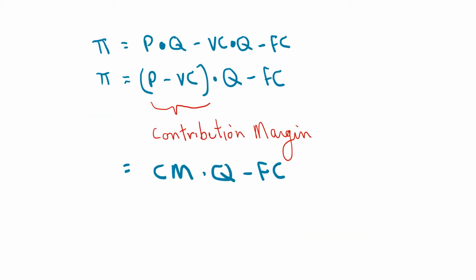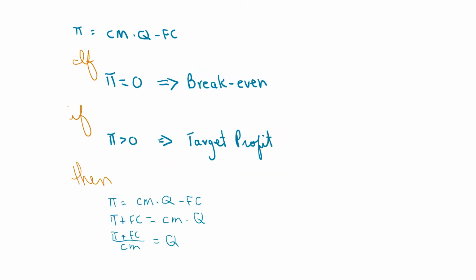On this slide, we do a little simplification of the model in that we collect terms and we end up with price minus variable cost, which is normally called the contribution margin. So the final formula that we will often work with is that profit equals contribution margin per unit times quantity minus fixed cost. Now, starting with the profit model, if profit equals 0, then we have a break-even condition.